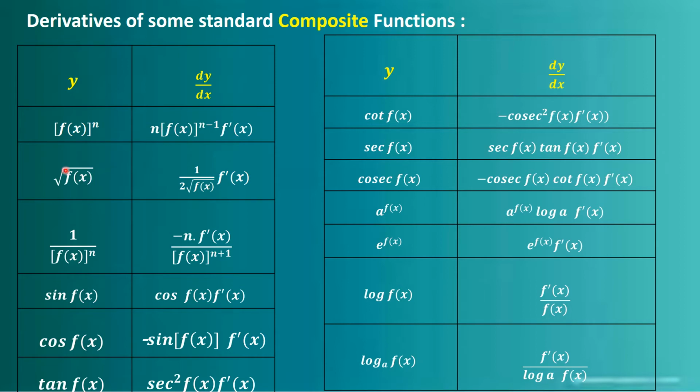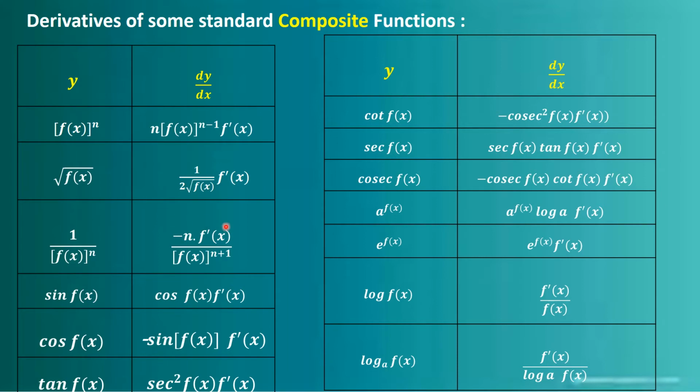Now y is root f of x, in place of root x. So first we will differentiate this function with respect to f of x. That means 1 by 2 root f of x into f dash x. We will differentiate f of x inside this root and multiply this with 1 by 2 root f of x. Similarly, we can go to the other functions. 1 by x raised to n form it is. So it will be minus n by f of x raised to n plus 1 into f dash x.